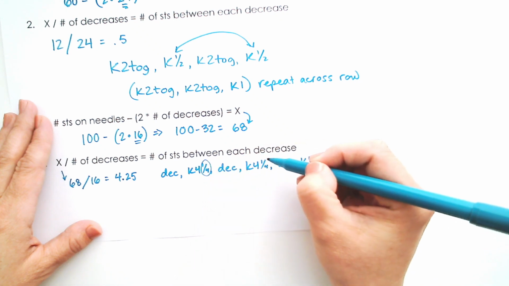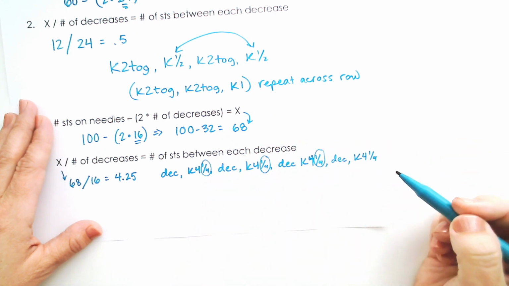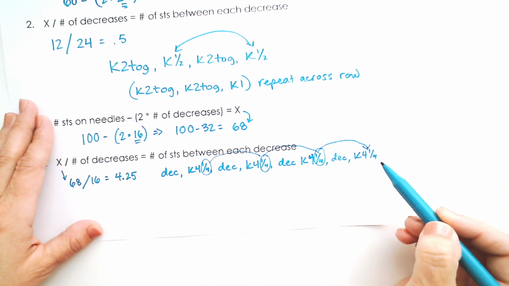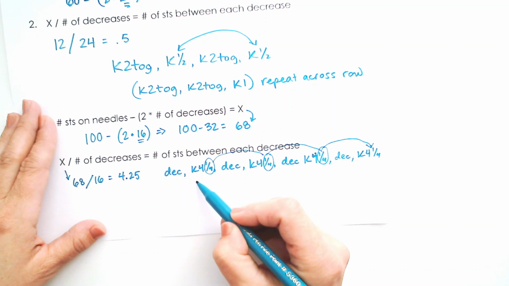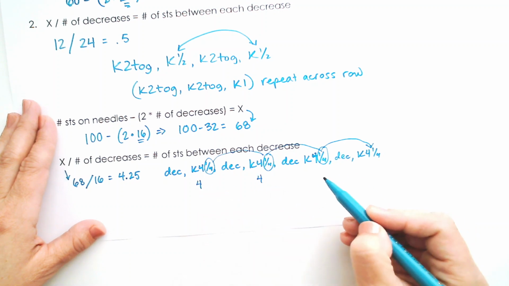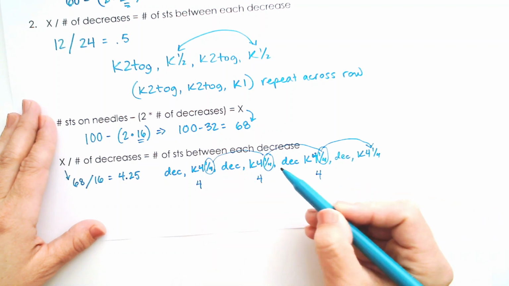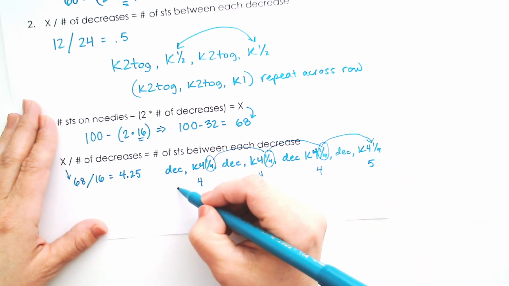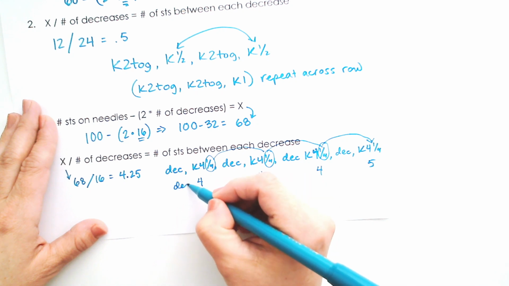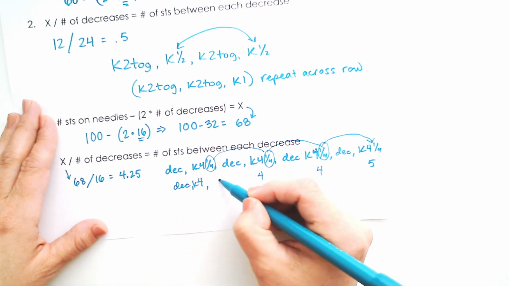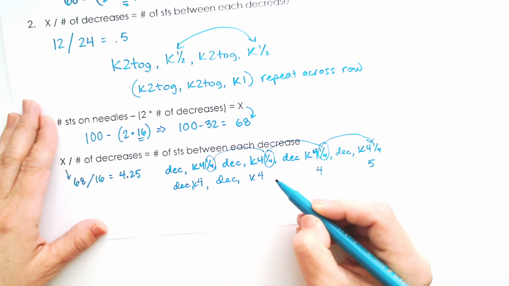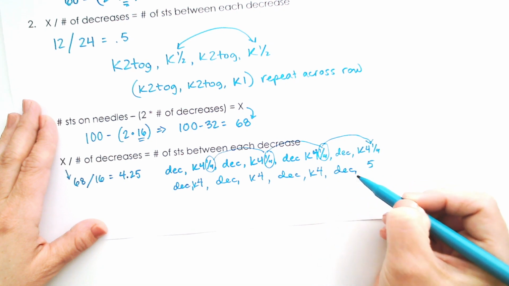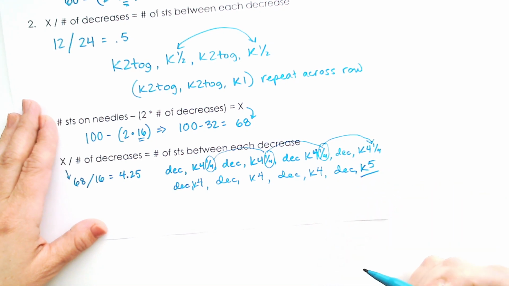If we take the quarter from here and the quarter from here and the quarter from here and add them to this quarter right here, we now have 4, 4, 4. So we took those quarters away from these 4s and we added it to here. We now have 5 there. So our pattern would be decrease, knit 4, decrease, knit 4, decrease, knit 4, decrease, knit 5 at the end.